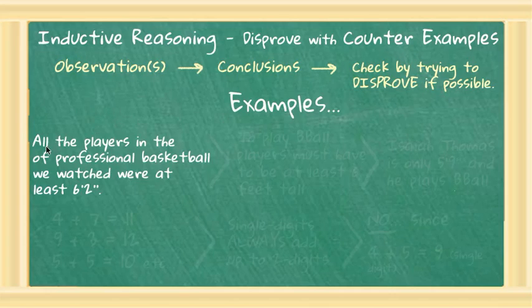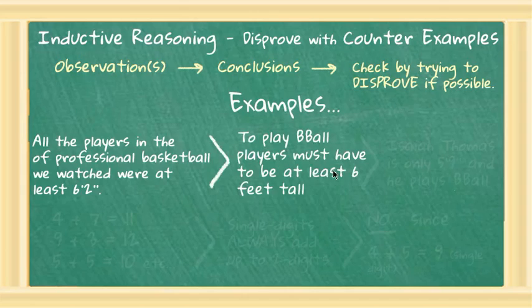All the players in a professional basketball game he watched were at least 6'2". So what does that tell us? Well, if every player on the team was at least 6'2", we could say that to play basketball, players must have to be at least 6 feet tall, let's say.